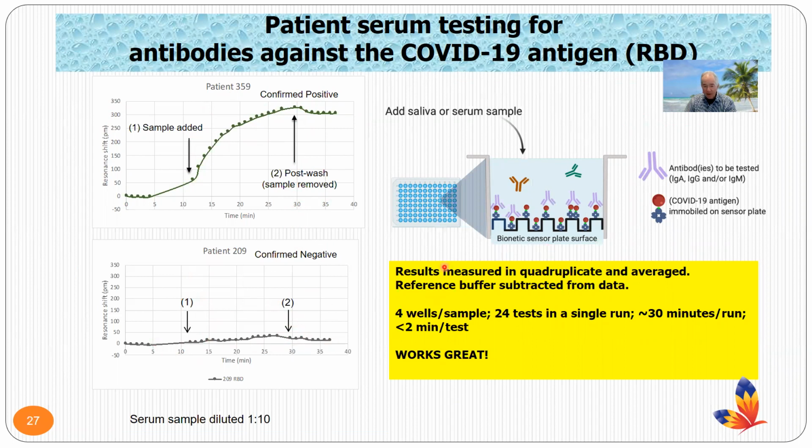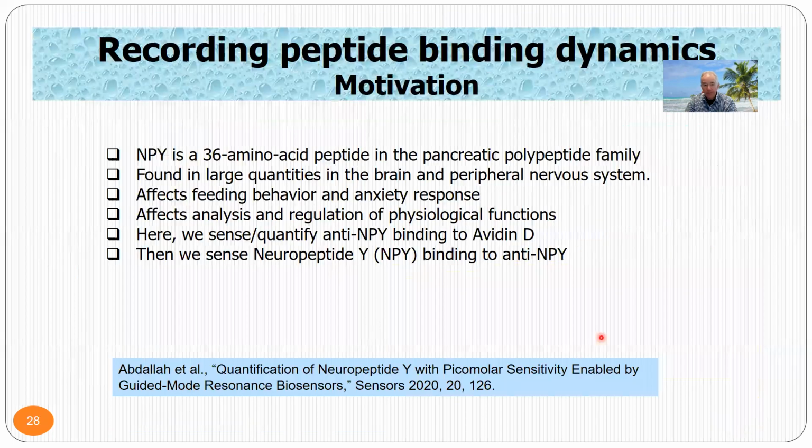So for these results, there are 4 wells dedicated to each experiment here, each patient, and these are averaged, and the reference buffer is subtracted from the data. We have 4 wells per sample, 24 tests in a single run, and 30 minutes per run, as shown here. Well, actually less than 30 minutes per run. So it's less than 2 minutes per test, which is very efficient.